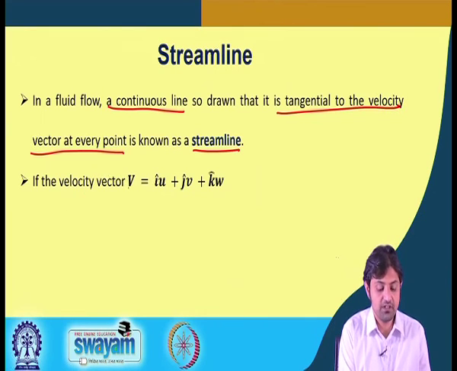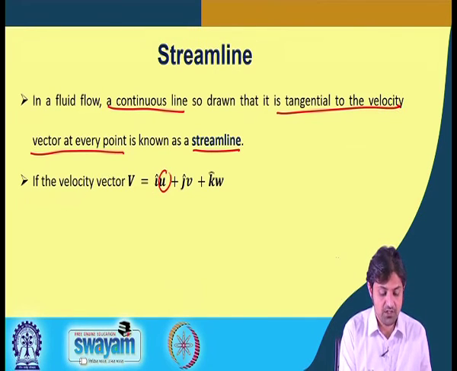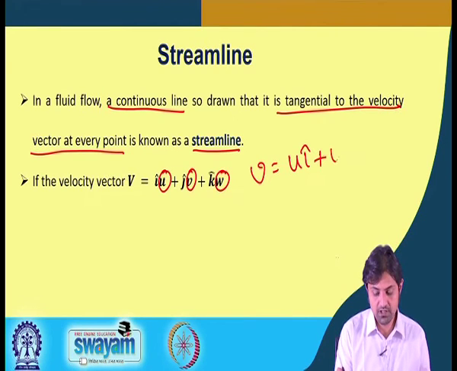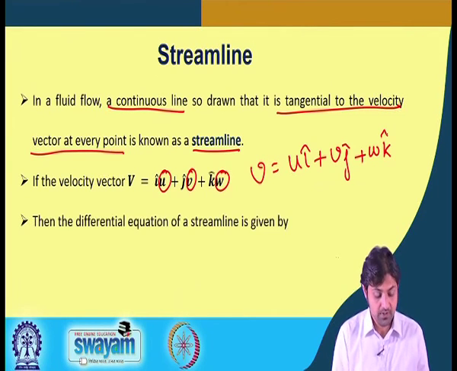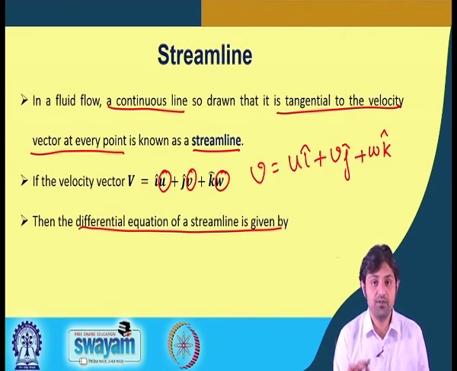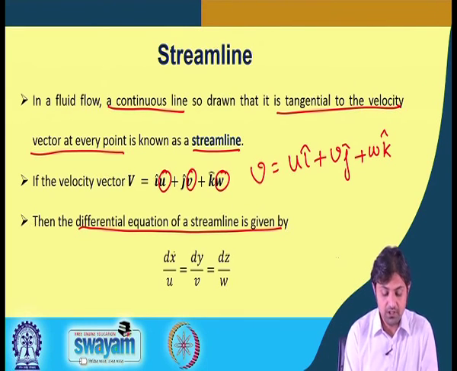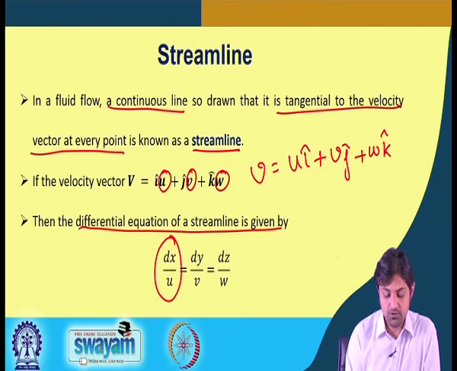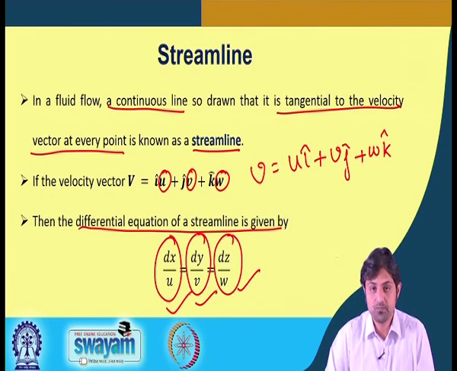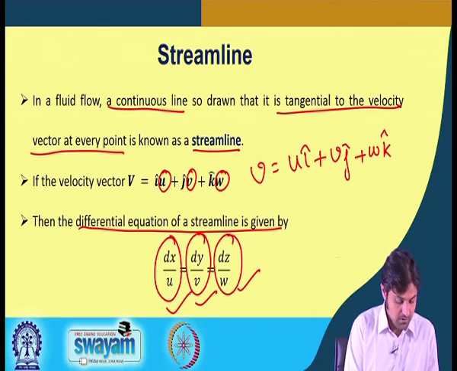Suppose the velocity vector is given by u in the i direction, v in the j direction, and w in the k direction. It is better to write it like this: u i cap plus v j cap plus w k cap. Then the differential equation of this streamline, which you have already done before, but I will straight away write, is dx by u is equal to dy by v is equal to dz by w. So, this is the equation of the streamline.